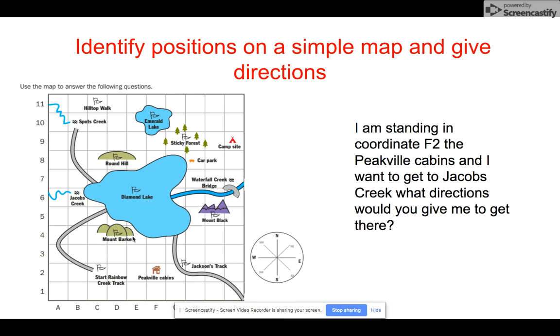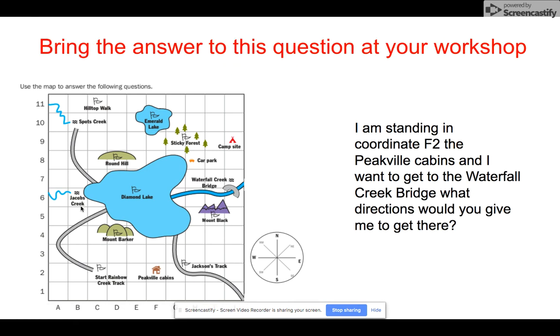So if we have a look at our angle, we're almost traveling in a northwesterly direction. So I pointed northwest, which is here, and we'd go northwest and we'd go 1, 2, 3, 4, and we'd get to Jacobs Creek. Bring these answers to this question at your workshop.